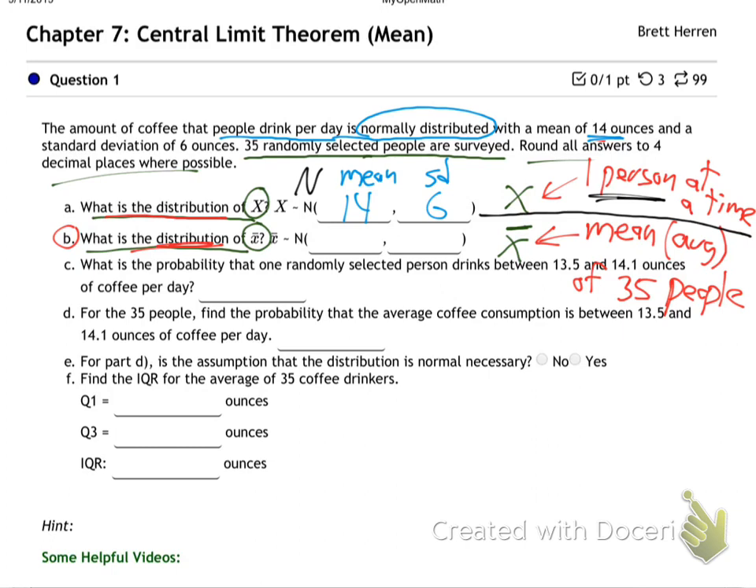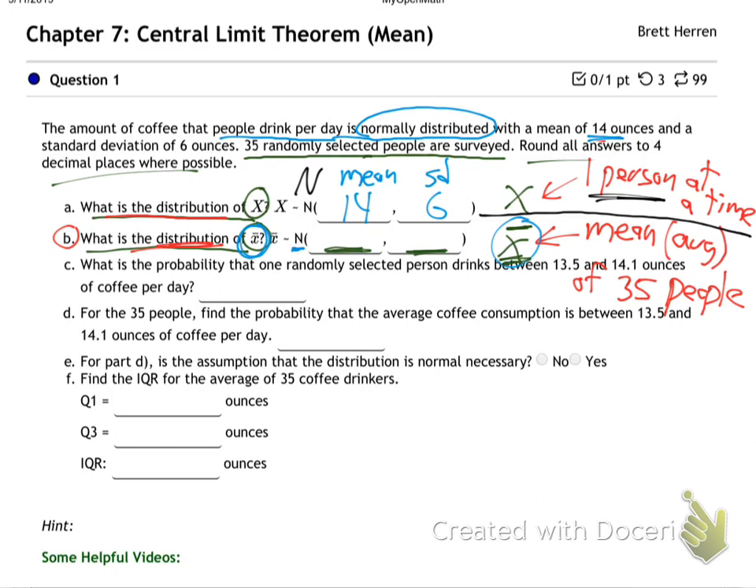Now the new part, though, is the X bar. The average of 35 coffee drinkers. That's what they're asking me about right here. So is that also going to be normally distributed? For sure it will. The average would be normally distributed even if the original wasn't, huh? Is this making sense? No, let's move on. We'll come back to that. So what's going to be the middle for the averages? Right here I'm supposed to put the mean, and right there the standard deviation. What did you see on the dice problems when I was doing the simulation? Did the middle ever move?